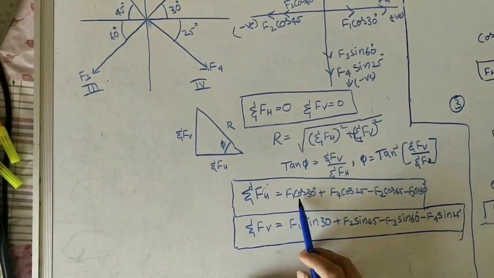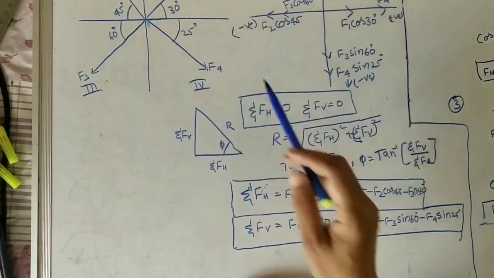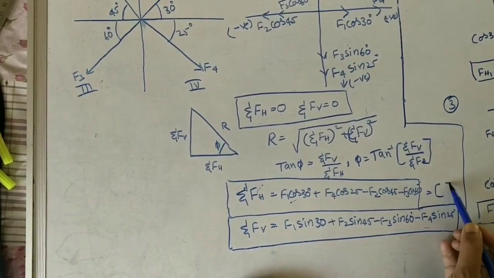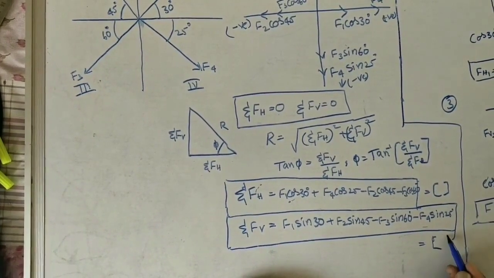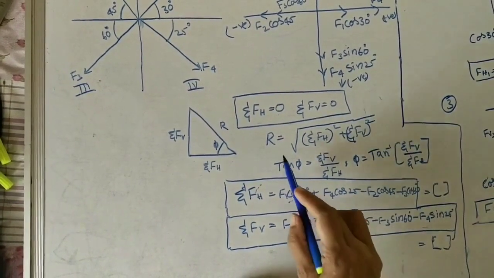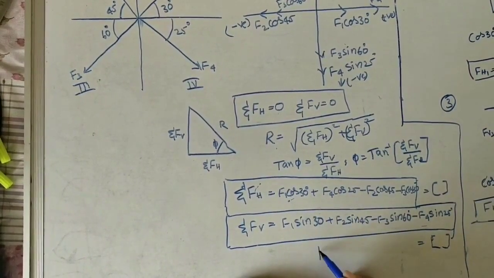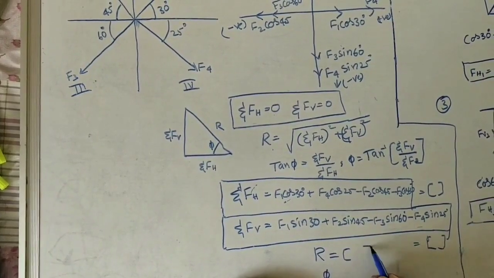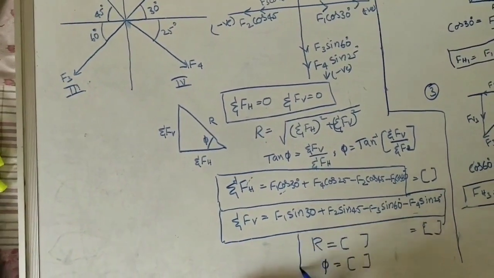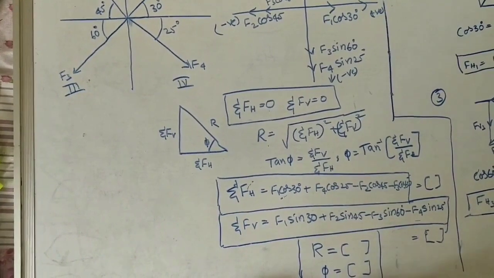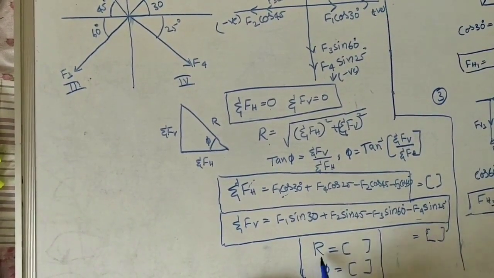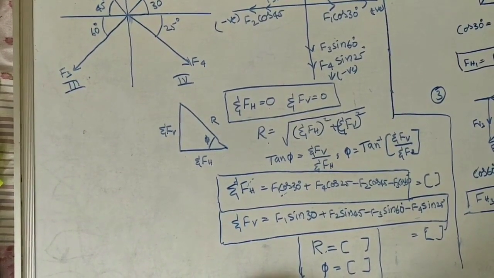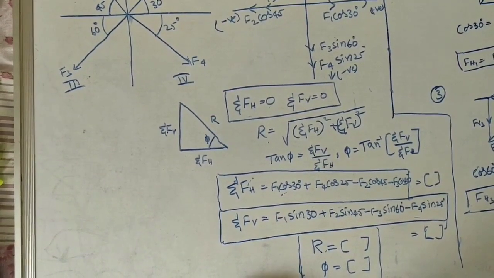By using the given values, F2, F3, F4, if you substitute all these values using a calculator, you will get some value here, and sigma Fh has some value. If you apply these two values in R, we will get the resultant force, and we can get the angle phi also. By using these two values, we can keep the equilibrium position by applying the same R value in the opposite direction. This is the procedure of solving the resolution of forces in a concurrent force system.